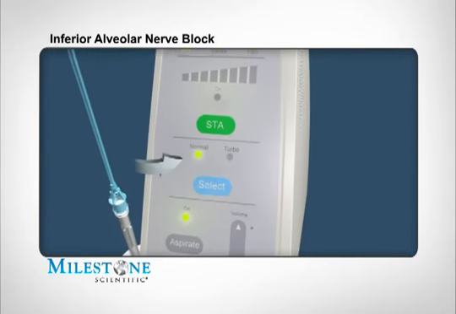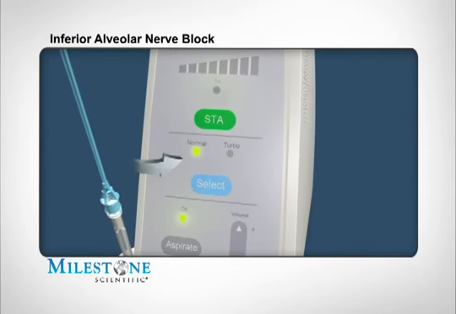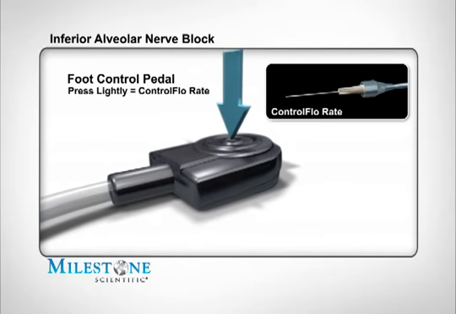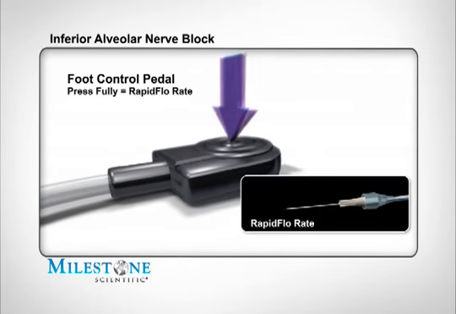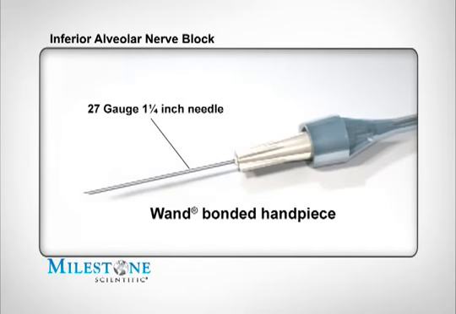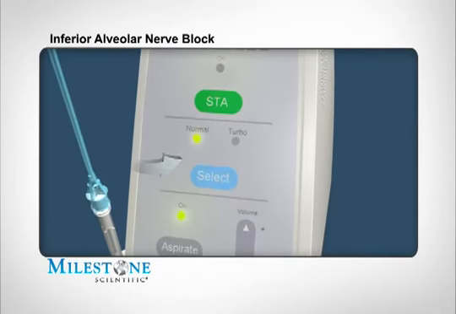In the normal mode, the foot control has two distinct positions. Depressing the foot control lightly allows you to enter the control flow rate. Fully depressing the foot control allows you to enter into the rapid flow rate. It's recommended that you use a 27-gauge 1¼ inch needle to perform the inferior alveolar nerve block. Set up the STA in the normal mode.